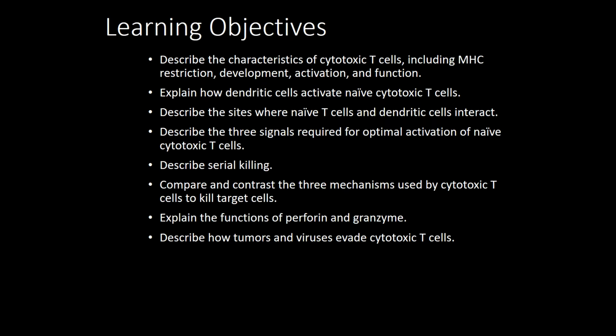We're also going to talk about how dendritic cells activate naive cytotoxic T cells and describe the sites where naive T cells and dendritic cells interact. We'll also go through the three signals required for optimal activation of naive T cells. Optimal is a key word here. Describe serial killing, and we'll compare and contrast the three mechanisms used by cytotoxic T cells to kill target cells.